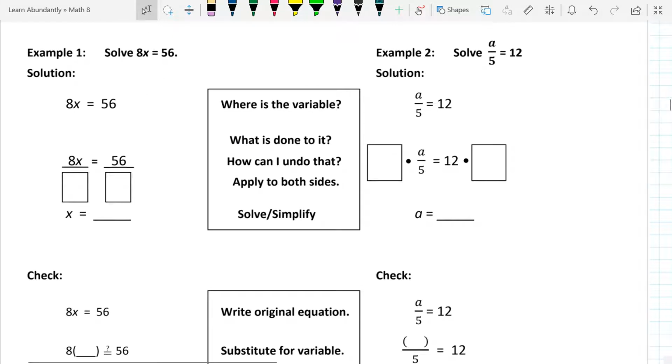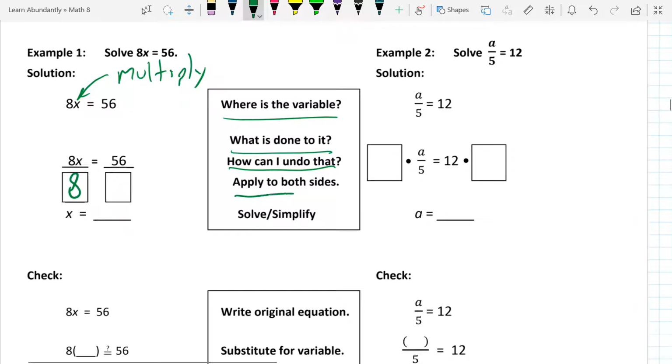First example, we have 8x equals 56. In order to get the 8 away from it, where's the variable? It's right there. What is done to it? Well, what is the 8 doing? Well, the 8 is multiplying. And so how can we undo that? What's the inverse of multiply by 8? We can divide by 8. We need to apply that to both sides.